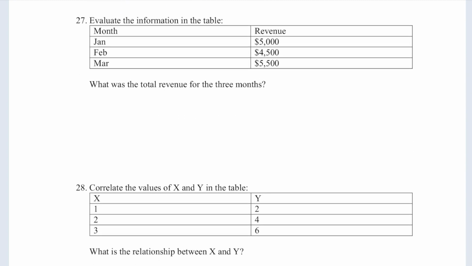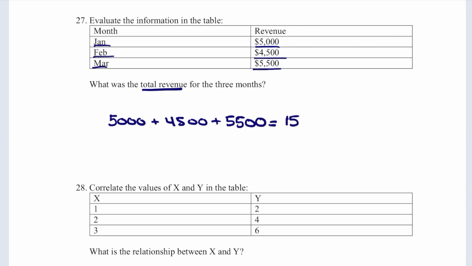Looking at this next table, what was the total revenue for 3 months? So January we have 5,000, February we have 4,500, and March we have 5,500. So we want to know the total revenue. So we add them together. 5,000 plus 4,500 plus 5,500 equals $15,000. And that is our total revenue.